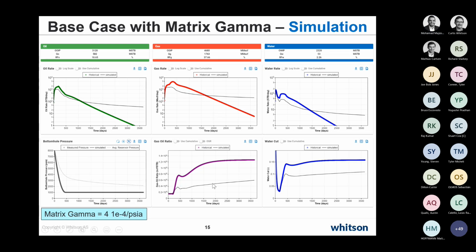Okay. Just a quick question: if the matrix perm is decreasing, wouldn't you expect the GOR to go up?